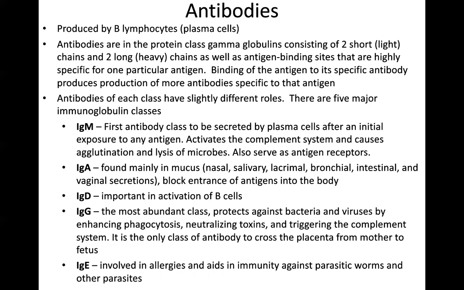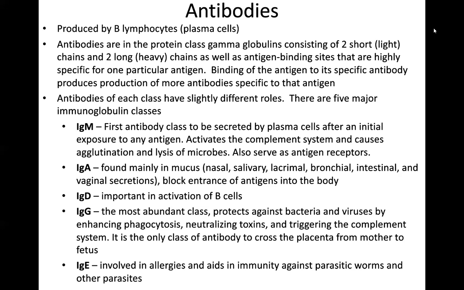Now, when it binds to the antigen, its specific antibody triggers production of more antibodies specific to that antigen. There are 5 classes of antibodies, each of which has a unique role. They all begin with Ig, which is short for immunoglobulin, which is just another term for antibody. And then the class is either M, A, D, G, or E.